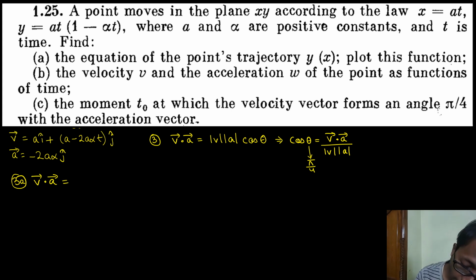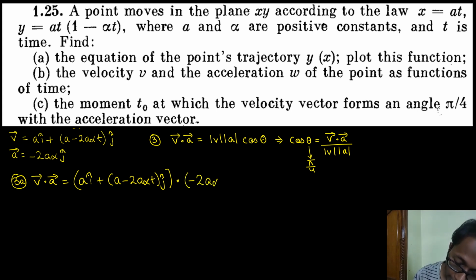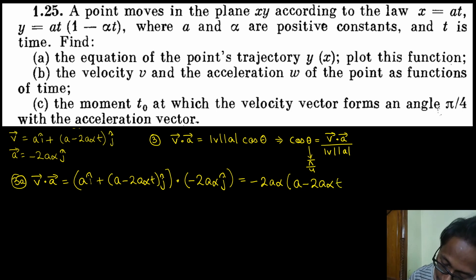So v dot a is nothing but a i plus (a minus 2a alpha t) j, dotted with minus 2a alpha j. So out here, i would be multiplied by 0 and j would be multiplied by j. So out here, this is nothing but minus 2a alpha (a minus 2a alpha t), j into j becomes 1.